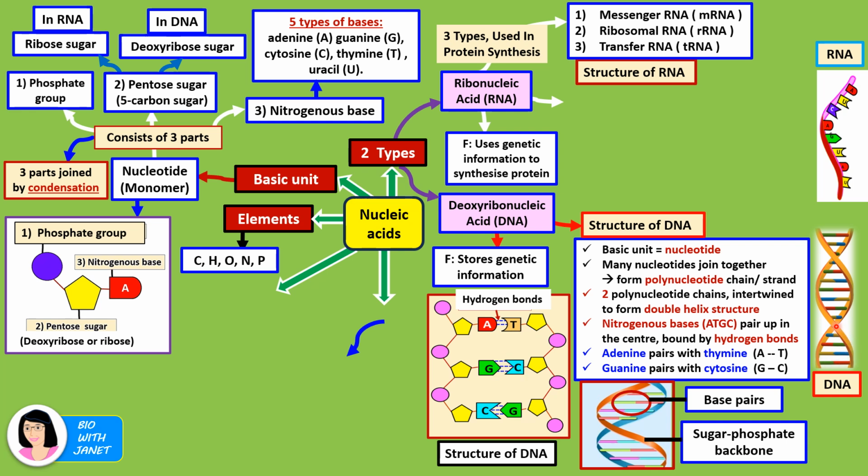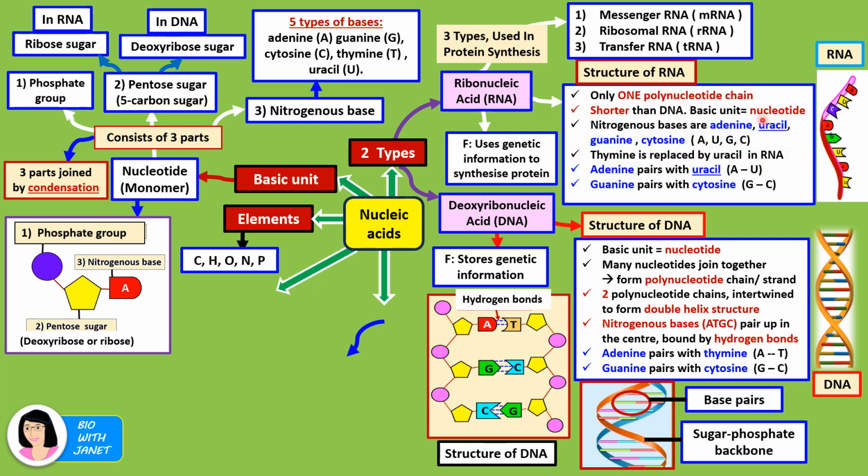Then the backbone is made up of the sugar and phosphate groups. Okay, now you can see here, this is the backbone, sugar and phosphate groups. Phosphate, sugar, and so forth. So this diagram is quite important for you to memorize how to draw. Next, let's go on to ribonucleic acid. Ribonucleic acid is also made up of the basic unit called nucleotide, and it consists of only one polynucleotide strand. As you can see here, compared to DNA, there are 2 polynucleotide strands here.